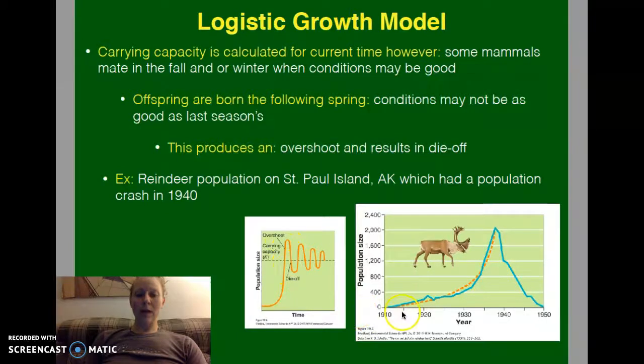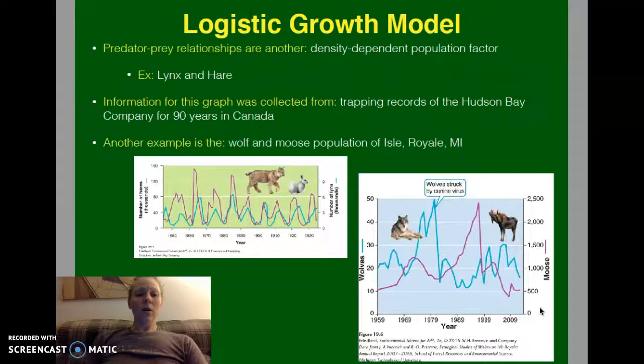And so there was a famous historical die-off in the 1940s in Alaska and on St. Paul Island, where there were lots and lots of reindeer, and then all of a sudden they reached their carrying capacity. All of the lichens were eaten, and that's what reindeer eat, is lichens, and so all of a sudden the population crashed in a pretty tragic way.